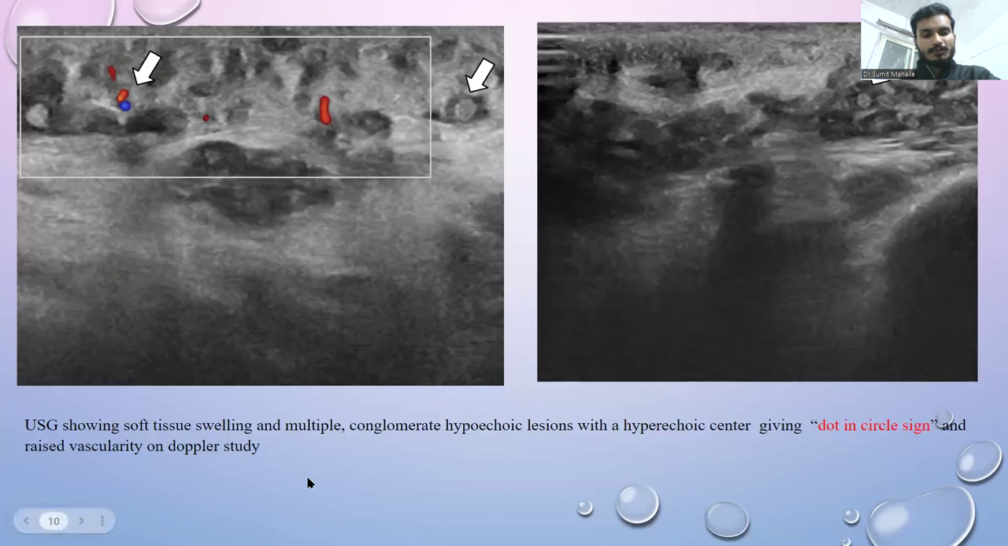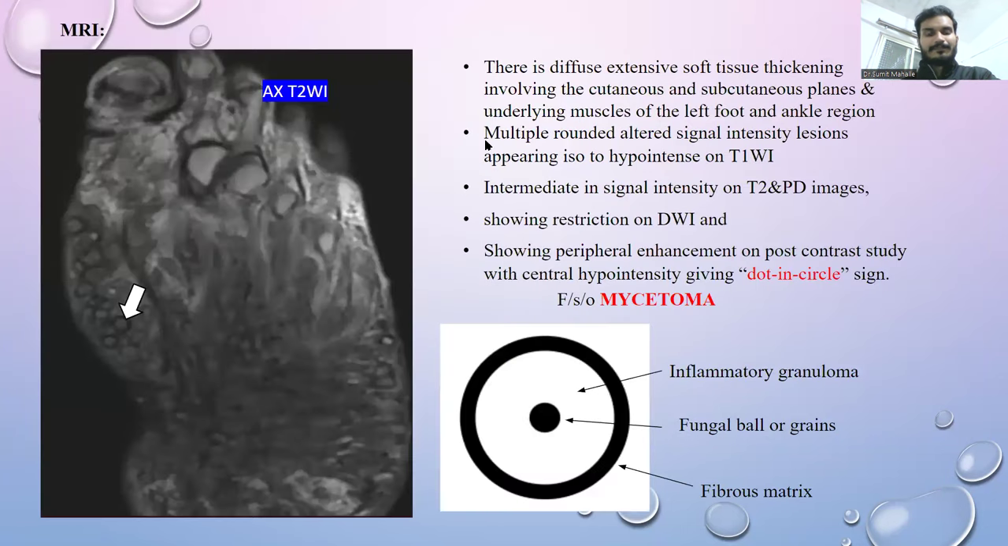USG is showing soft tissue swelling and multiple conglomerated hyperechoic lesions with the hyperechoic center giving the dotted circle sign and raised vascularity on the Doppler study. You can see the Doppler study, it's a raised vascularity here, and these lesions are here. You can see that.